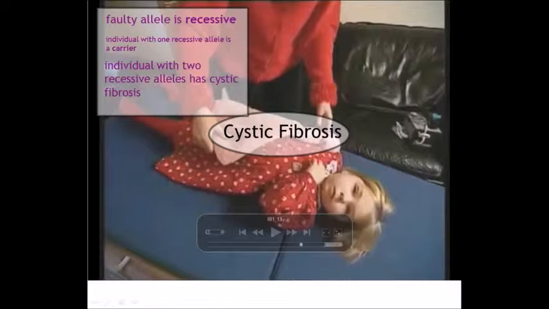So in order to suffer from the disease you need to have both recessive alleles. You can also be a carrier of this disease. This is where you possess one healthy allele and one cystic fibrosis allele.